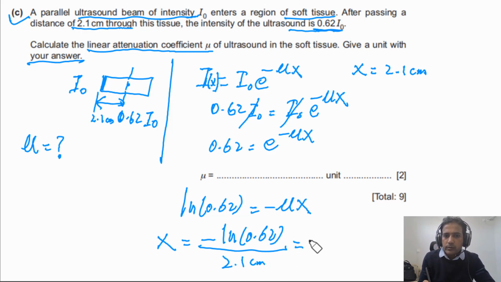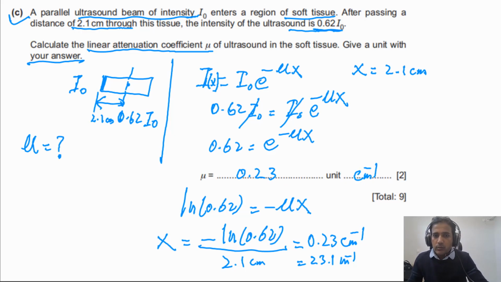If I use this in centimeters, so I'm using 2.1 centimeters, our answer will be 0.23 per centimeter. You can also convert this into meters. That will be about 23.1, so if you convert that, it will be equal to 23.1 per meter. So we can write here, this is 0.23 and the unit is per centimeter. So this is how we can answer.